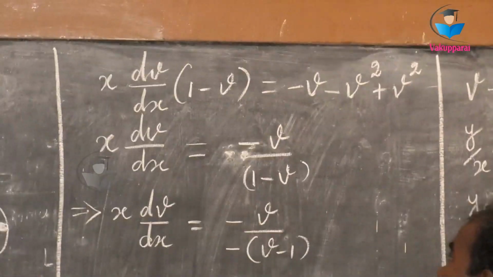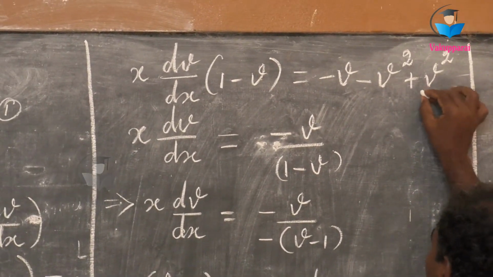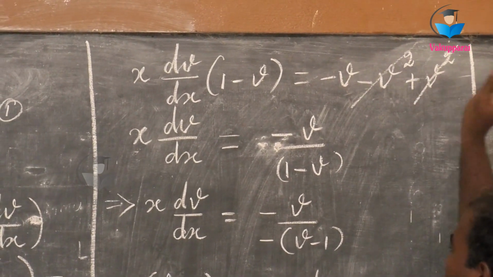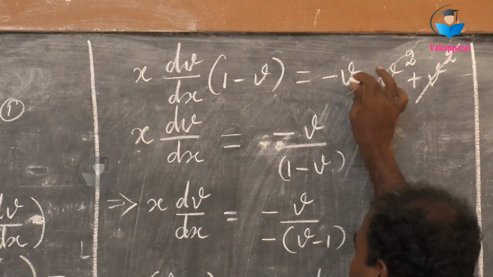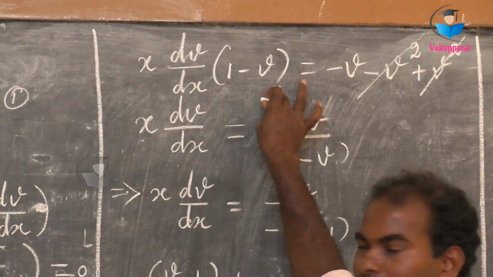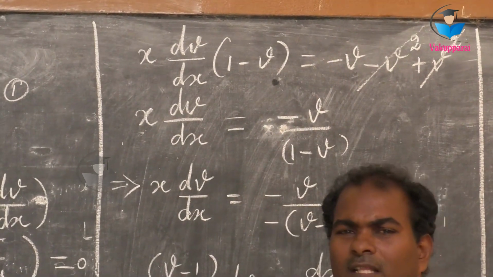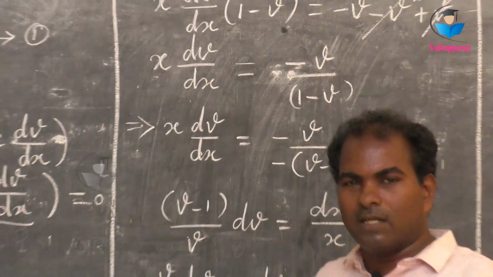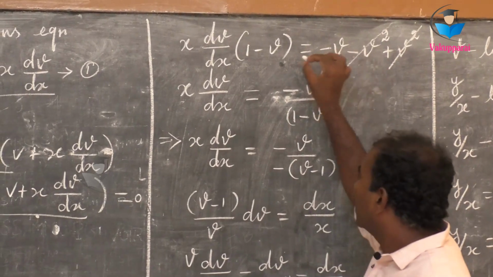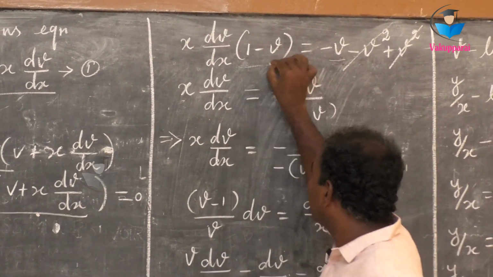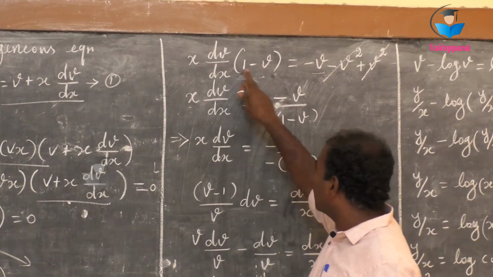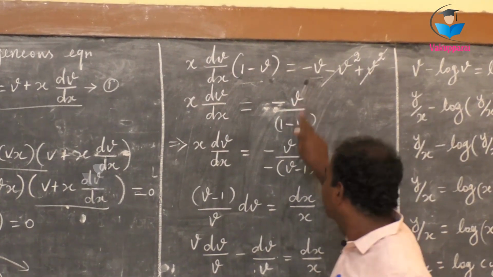Now we see the numbers are the same. This is positive, this is negative, so we cancel. The remaining term is here. Here we use the variable separable method, separating the variables: v terms on one side and x terms on the other side. We see the v term is here, and we bring the v term from this side to this side. Here it is a multiplication, and when it comes here it will become a division.